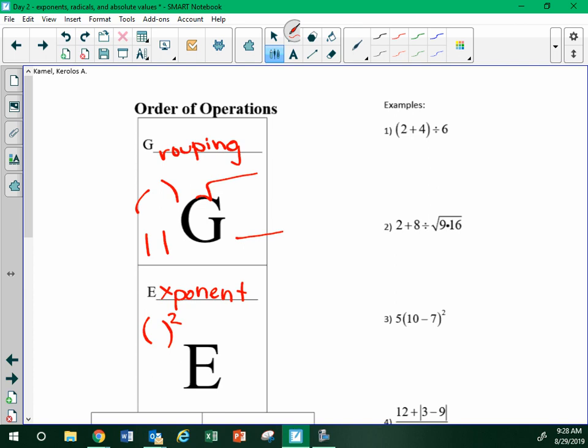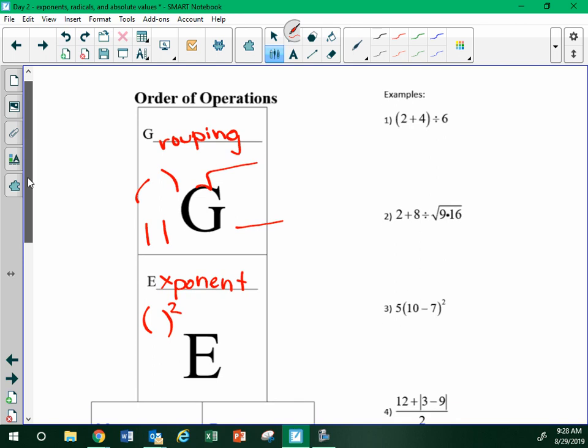Okay, yes? Do you want us to do the exercises? We're going to do them after we go through all the operations.